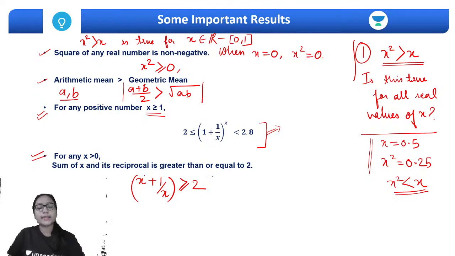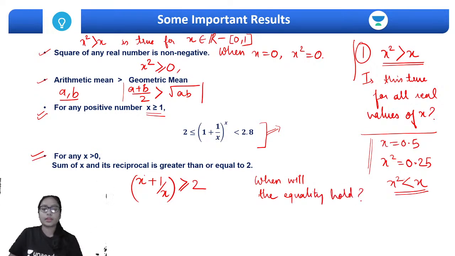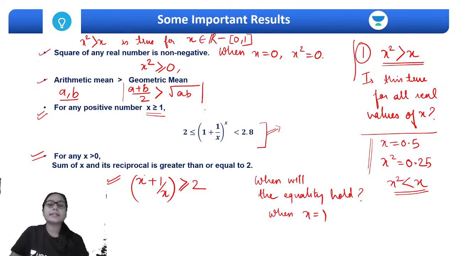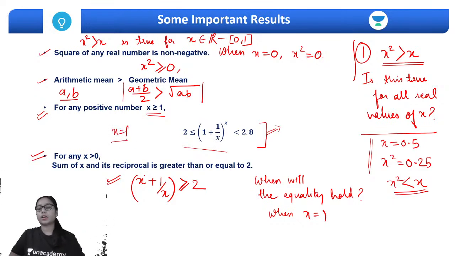Now, can you quickly tell me when this will be equal to 2? When will the equality hold in this inequality? Yes, correct. So x plus 1 by x would be equal to 2 when the value of x is equal to 1. Similarly, here also, the middle term would be equal to 2 when the value of x is 1. Alright, I hope all these results are clear.